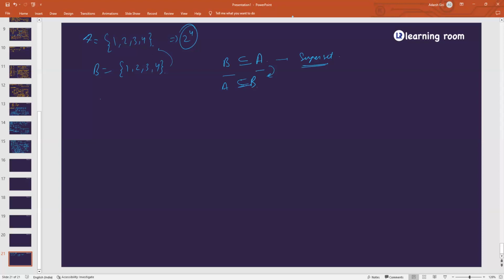But what if B contains 1 and 2, the 2 elements of A? So B is a subset of A, but not equal to A. Got it? So B is a subset of A, but not equal to A. So this is called a proper subset. This is written by this.